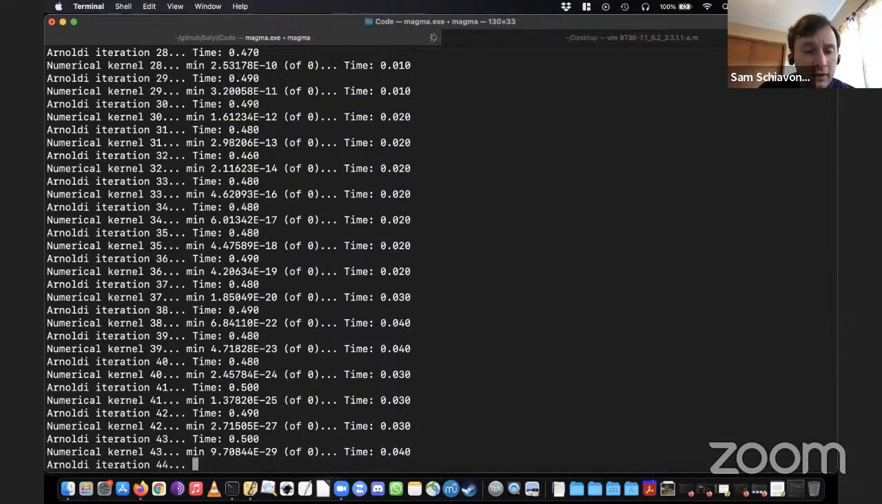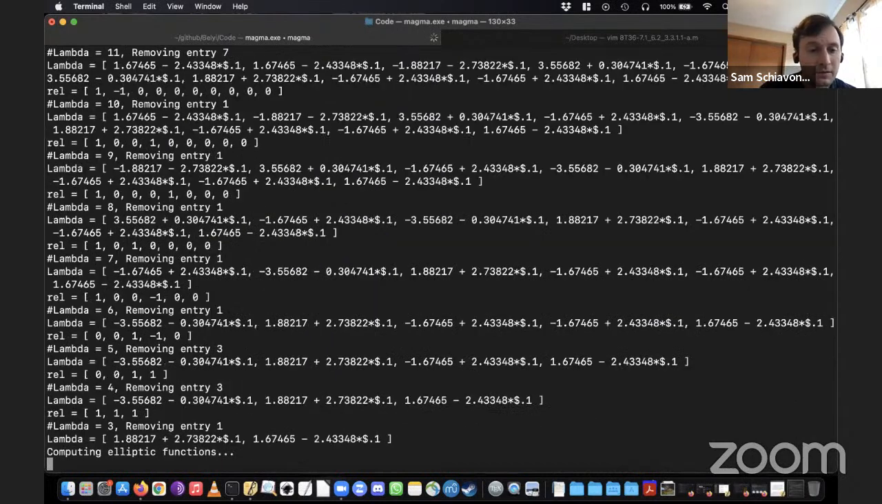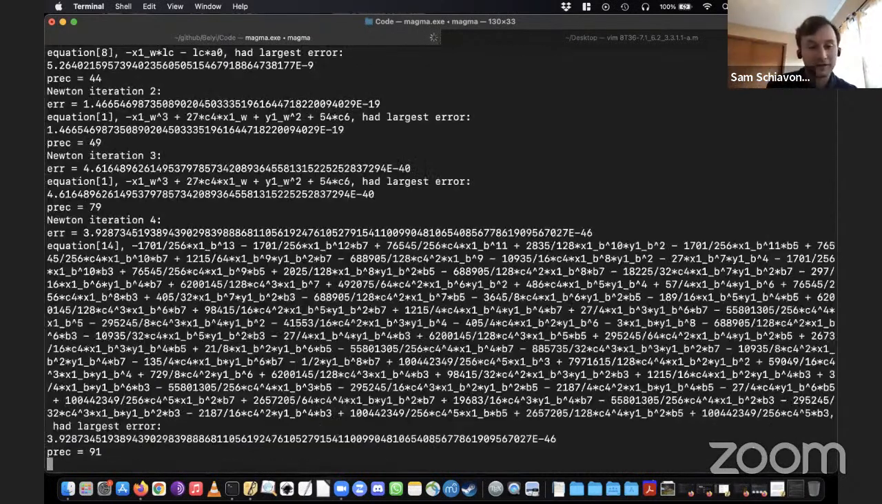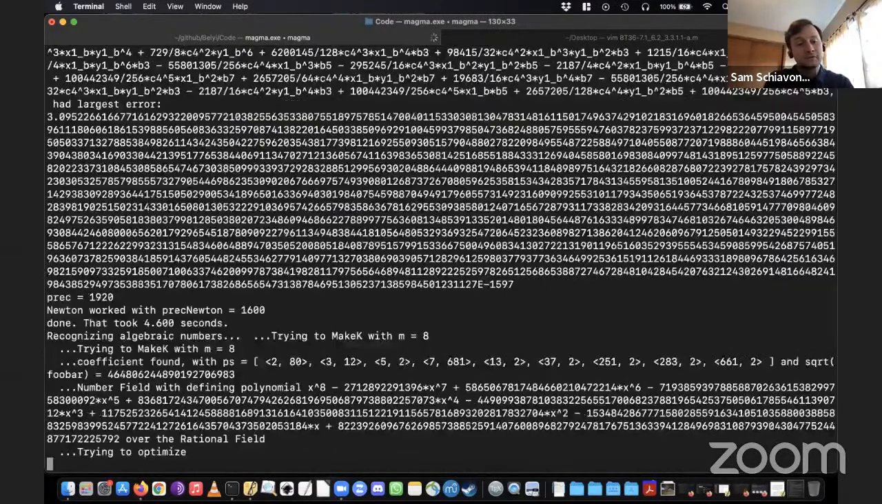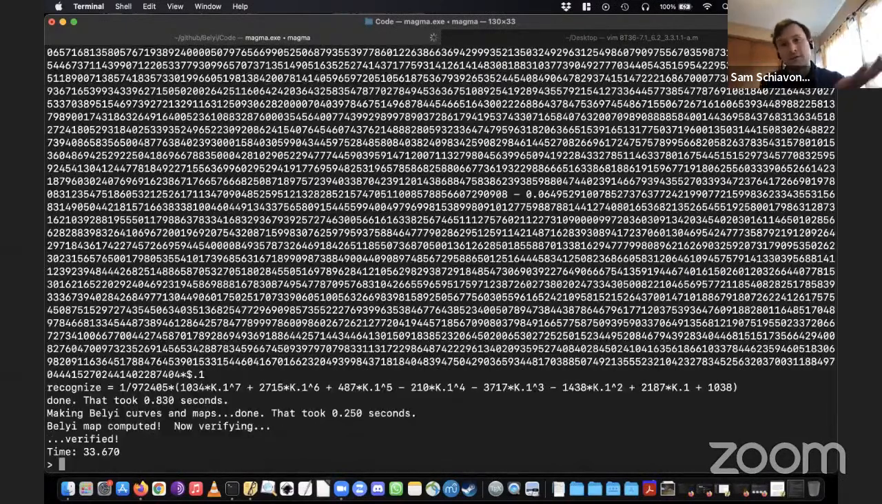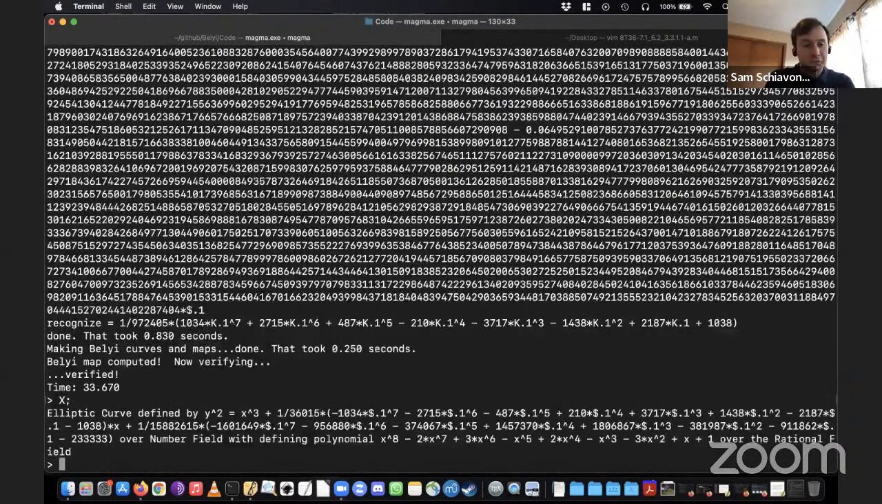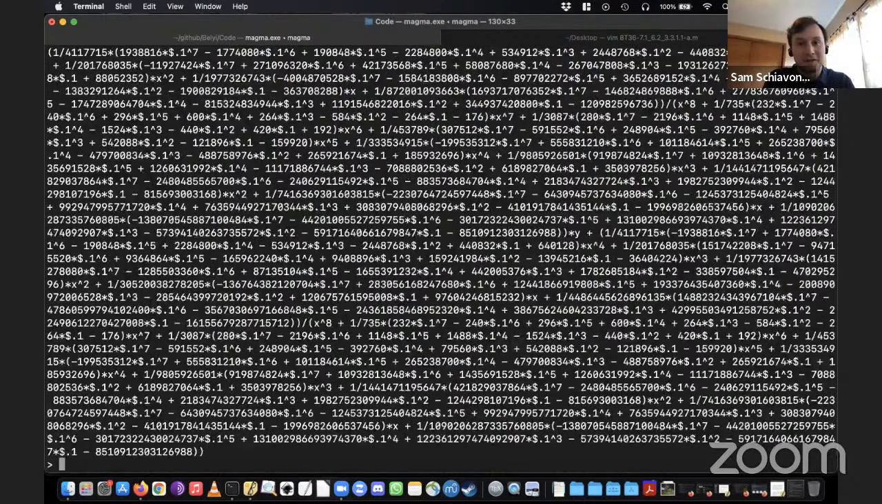Okay, so the error is getting smaller and smaller, up to 10 to the minus 34. Now a bunch of stuff's going to fly by. Now we're in the Newton iteration. And so it took 30 seconds and we have our Belyi map. So here's our curve and here's our map. The map is going to be a little bit hideous, but it's there.